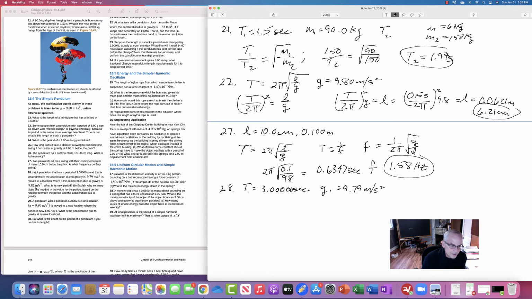It's moved to a different location where a new gravity, G2, is going to be 9.82. What did it just do? 9.82 meters per second squared. Okay, so the question is how much does the period change?